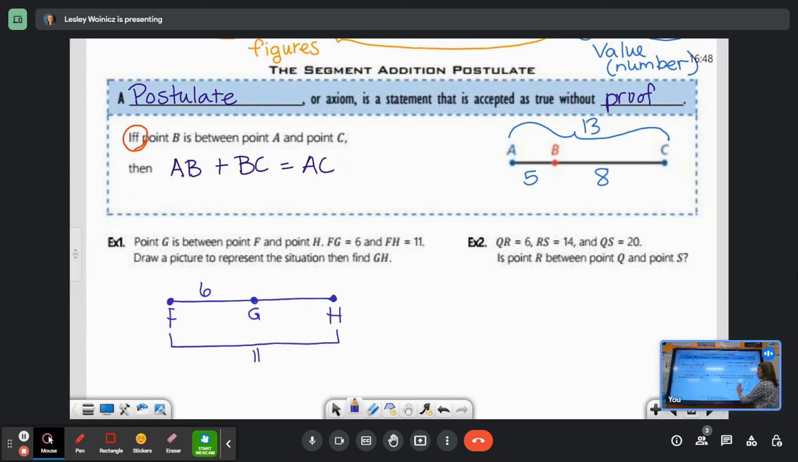So what does GH have to be? We know G is on this segment. Well, 6 plus GH has to equal 11. So maybe we can write a little equation: 6 plus GH equals 11. Subtract the 6 from both sides, and we get that GH is 5. Ta-da!